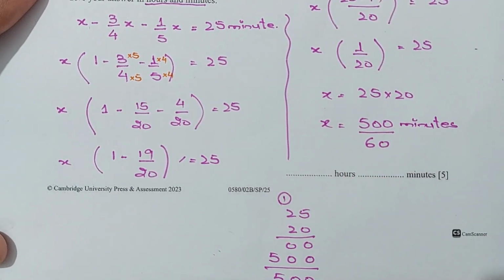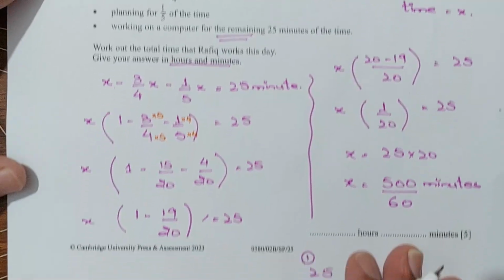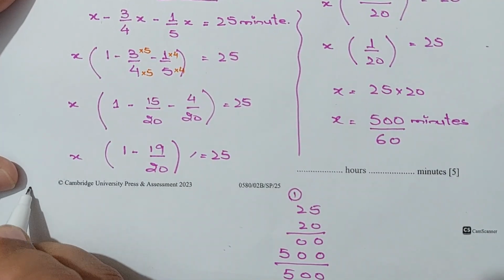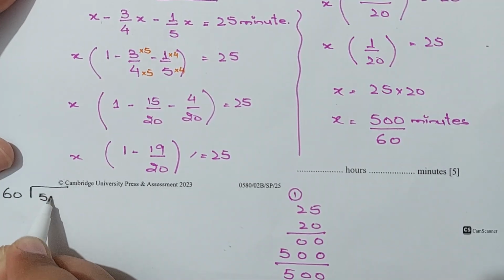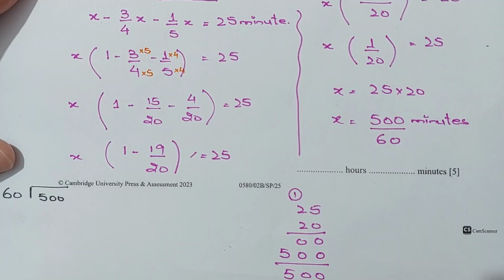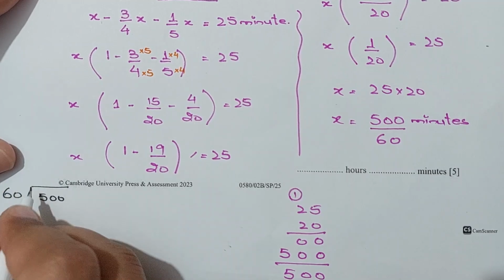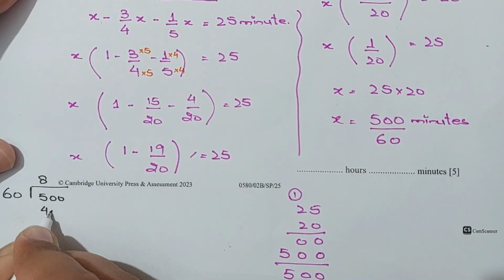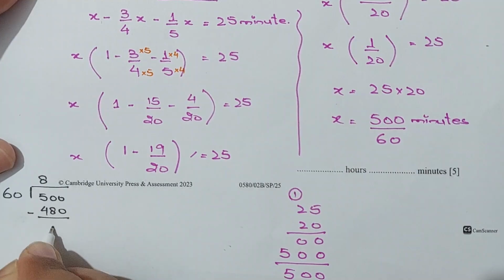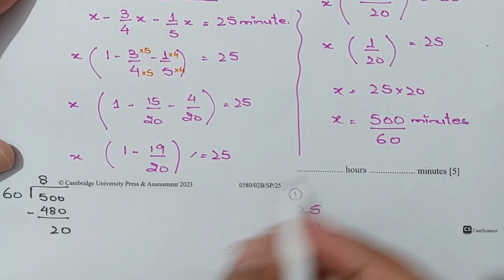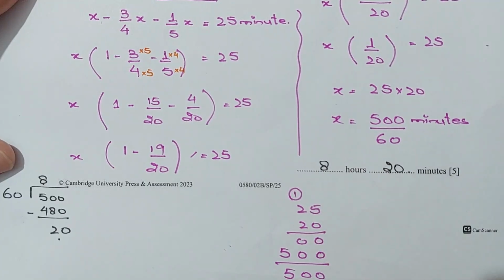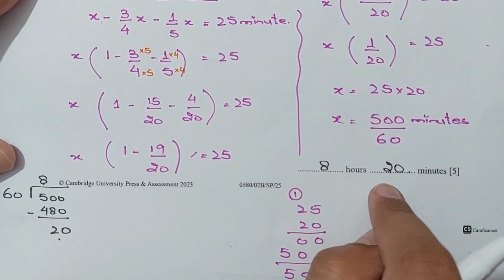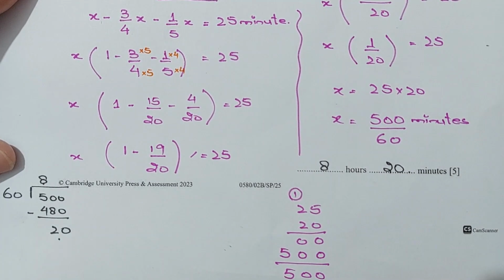Let's do the division by 60. 60 is over here and we have 500. 6 times 8 is 48 and we have a 0. So subtract, we have a 20. So this 8 is hours and this 20 is the minutes. So 8 hours and 20 minutes are the total time he works on that particular day.